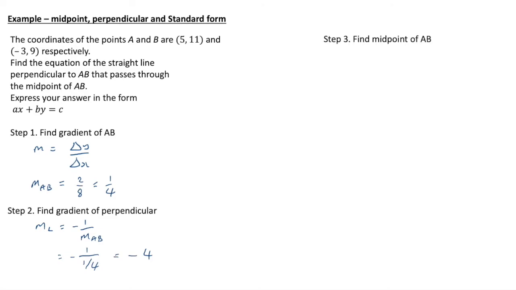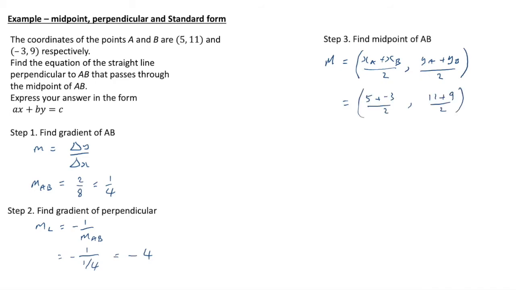We also need now to find the midpoint of AB because we've got the gradient, but if we're going to use slope point form, then we need a point, and that point that it goes through is the midpoint of AB. And we know from before that to get the midpoint we need the average value of the x-coordinates, so that's xa plus xb over 2, and the average of the y's, so that's ya plus yb over 2. And we can pop those numbers in, 5 plus minus 3 over 2, and 11 plus 9 over 2, and 5 plus minus 3 is 2, divided by 2 is 1, 11 plus 9 is 20, divided by 2 is 10, so our midpoint is 1, 10.